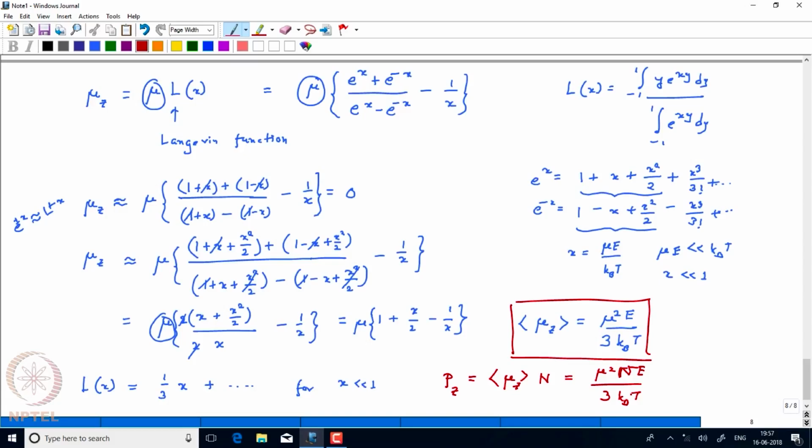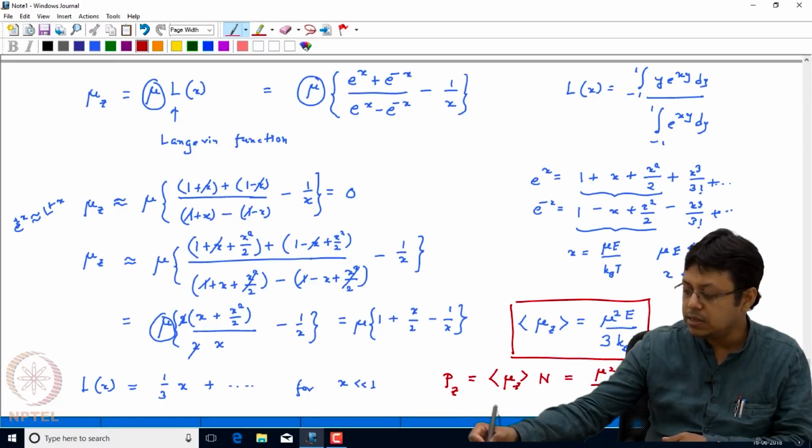As we see, the macroscopic dipole moment is related to the molecular dipole moment mu, which is basically the length of the vector, and is further connected to the strength of the applied electric field divided by kBT. So it will always depend on the temperature. Basically, if we have a higher temperature, then we will have a lower macroscopic dipole moment or macroscopic polarization.